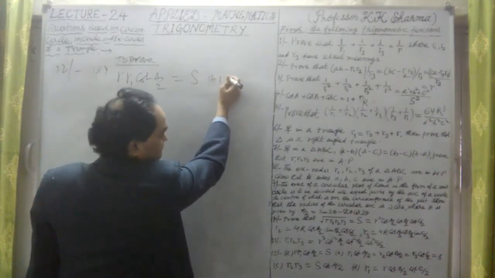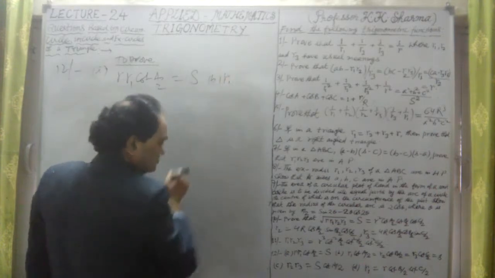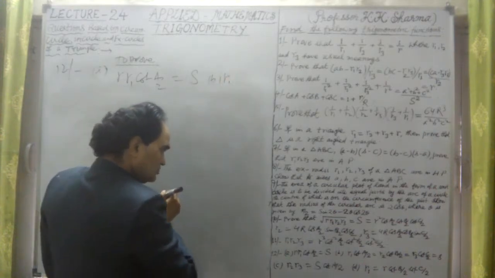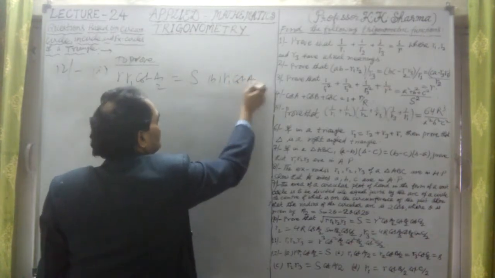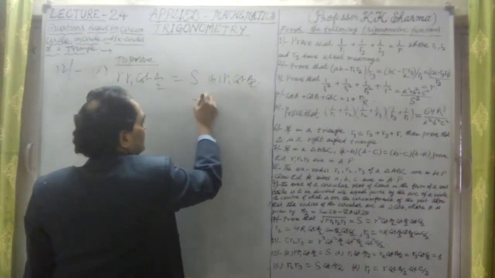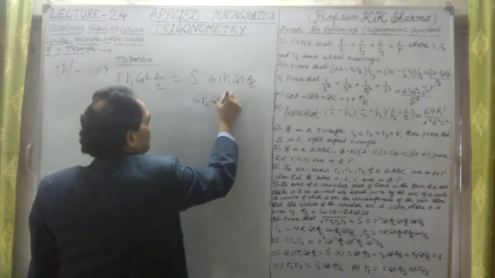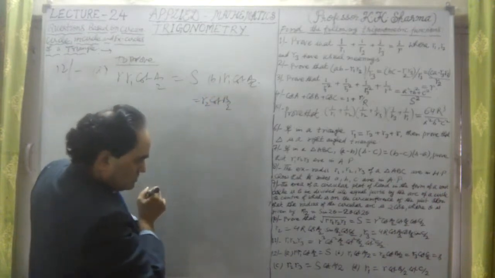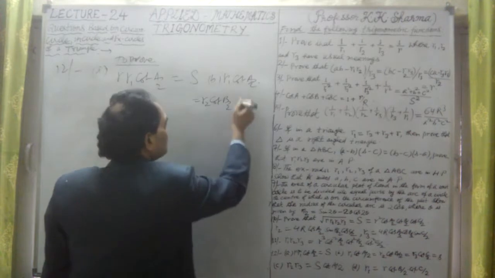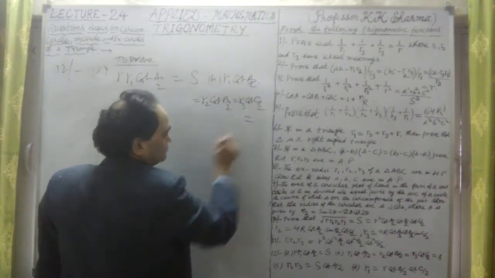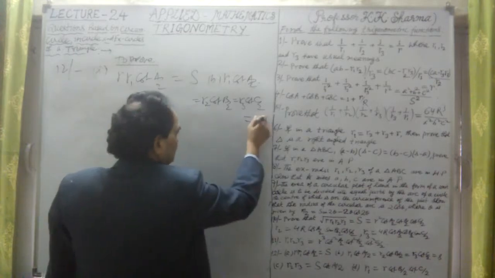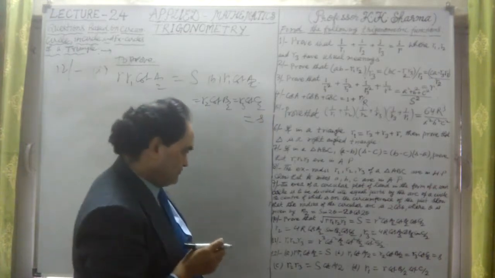And B part is R1 into cot A by 2 is equal to R2 into cot B by 2 is equal to R3 into cot C by 2 is equal to small s. This we have to prove.